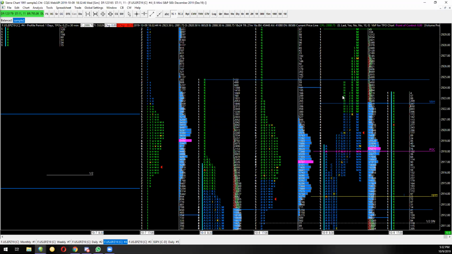So had you taken a short somewhere in this area, your stop would have been somewhere here. A few ticks. Hang on a second. If you take a trade with respect to, no, Jay Smith, you're looking at the previous day. Those references don't move. Do you understand that?